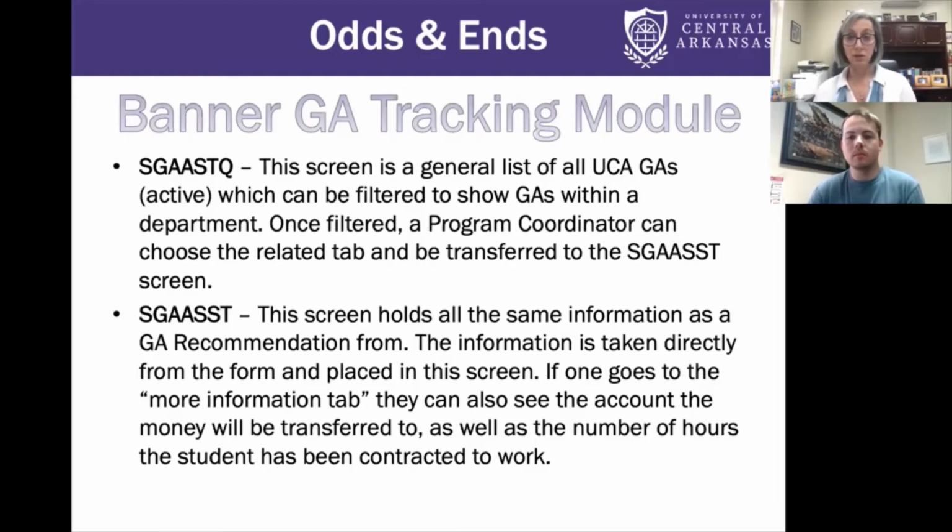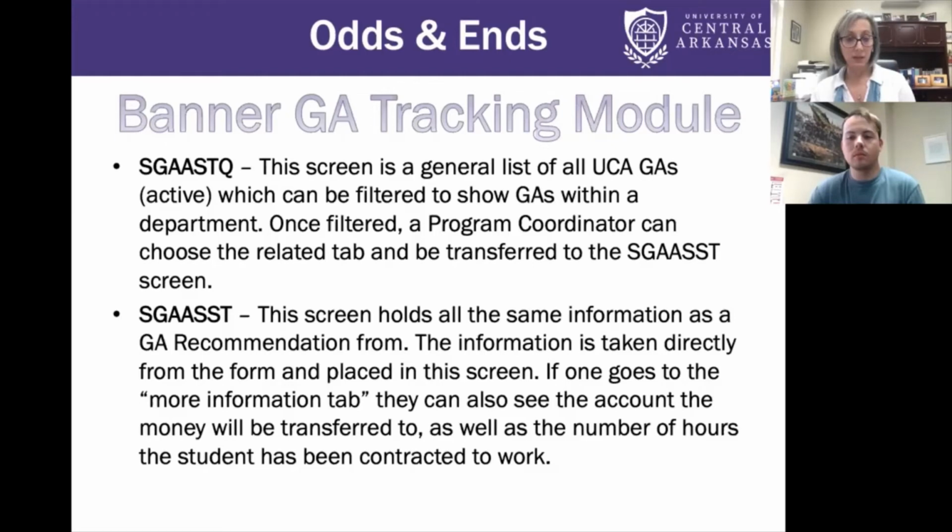So if you have a question, if you're wondering what their source of funding is, like what account their assistantship is being paid out of, or any of that type of information where you imagined having to call the graduate school or call someone to ask, that is now in Banner and can be accessed.